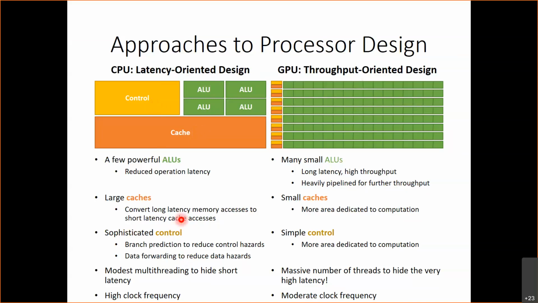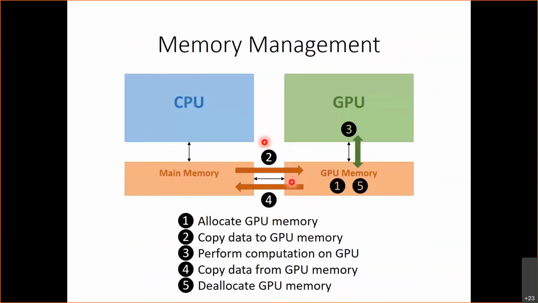by these other techniques. On the other hand, in GPUs, we have throughput-oriented design, where we have smaller ALUs, so an individual arithmetic operation will take much longer. However, we have many of them, and this gives us more throughput. And we saw how we have smaller caches and simpler controls so that we can dedicate more area in order for us to perform more computation in parallel. And we compensate for having this high latency in our operations by having a massive number of threads to hide the latency. And then we looked at a typical GPU in a system and how it interacts with the CPU.